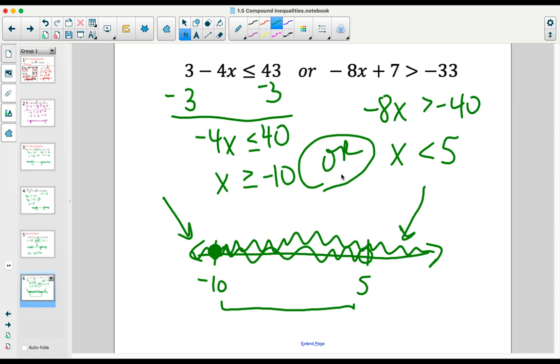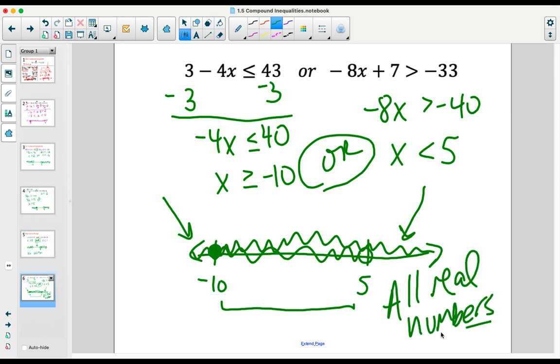So if I'm looking at this number line and I'm seeing all of this shading, then I know that my solution here would then have to be all real numbers. A perfectly reasonable possibility for a compound inequality that at the very beginning was set up to have everything as a potential solution.